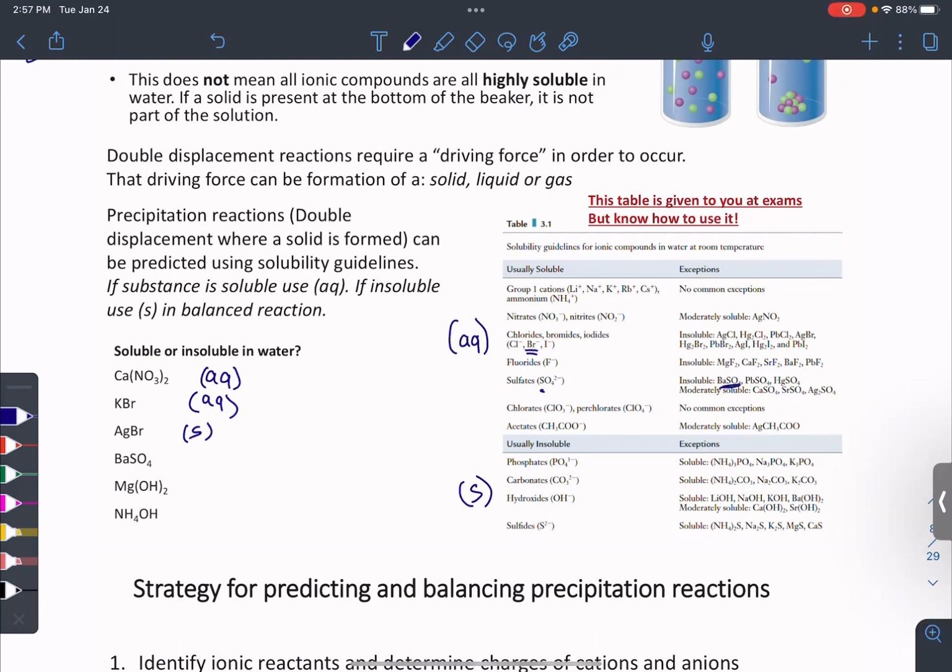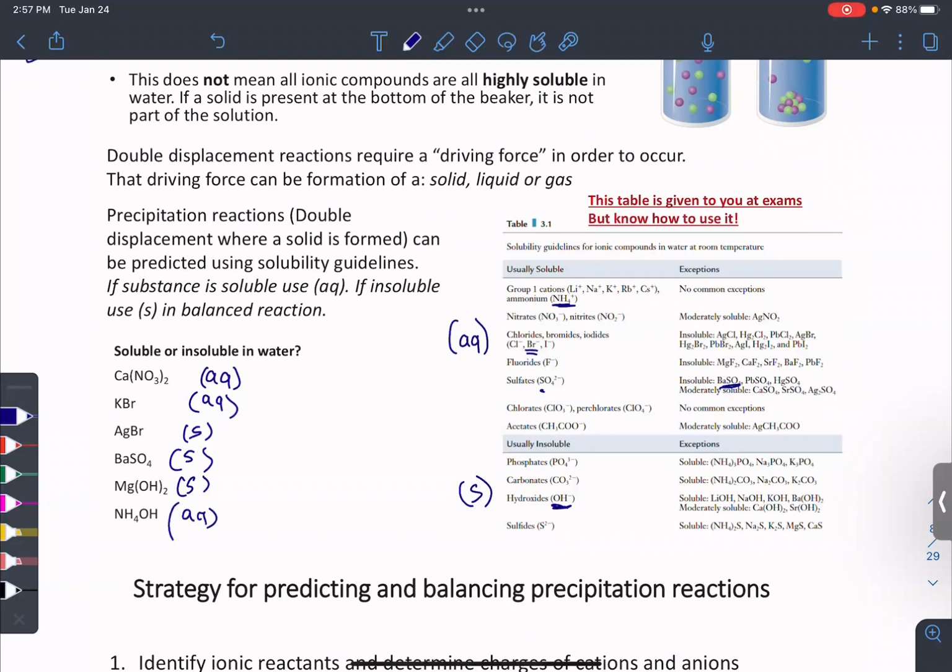Sulfate, barium is an exception, so there is a solid again. Magnesium hydroxide. So hydroxide is here. So it's under the usually insoluble, and magnesium is not an exception. So there's another solid. And then ammonium hydroxide. What you see here is that basically all ammonium and group 1 cations, they're always soluble. So this one is aqueous as well.